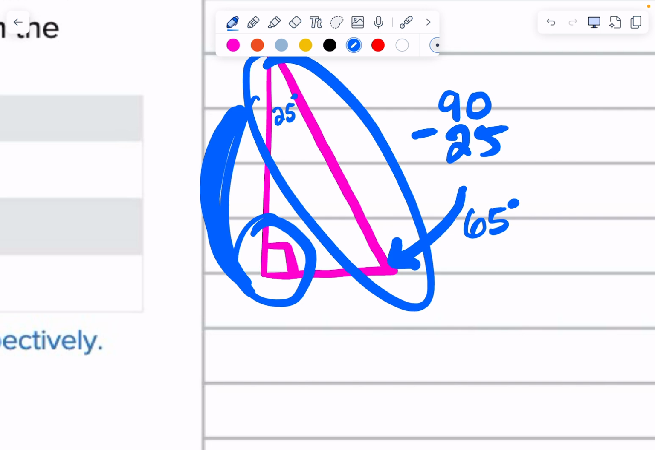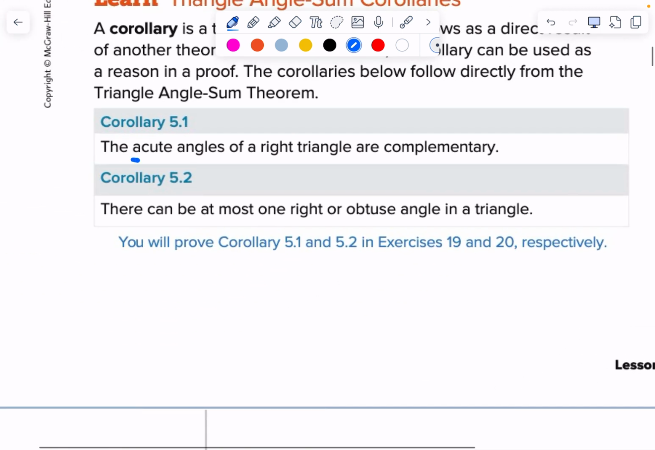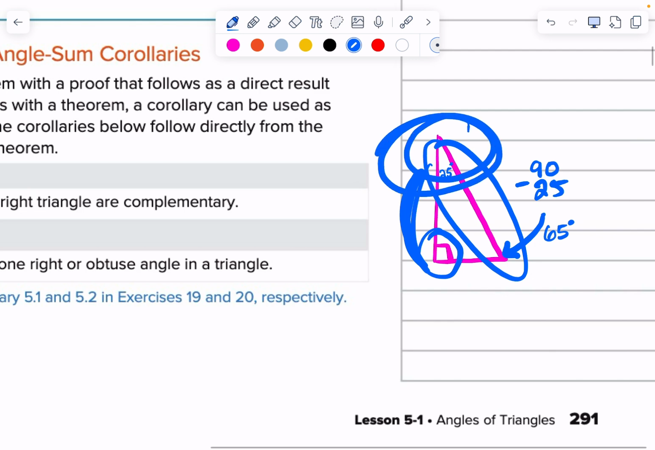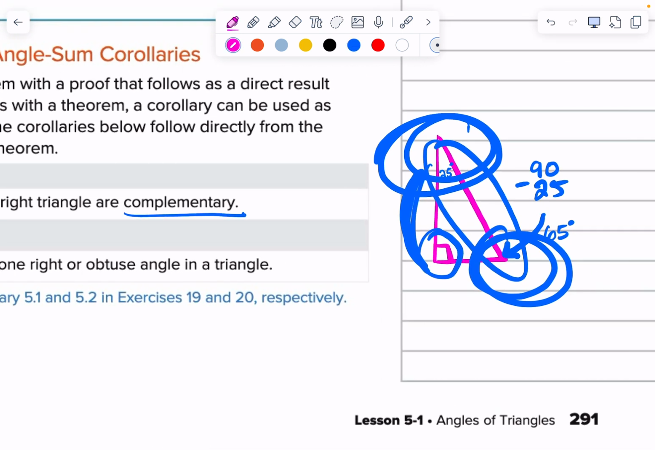So, yes, you'll get to the correct answer if you add them together and subtract from 180. But if this is 90, these other two are also 90. That's what it says right here when it says the acute angles, acute meaning this one and this one, of a right triangle are complementary. What's complementary mean? Equal 90. They add up to be 90. So the two smaller ones add up to be 90 if the third one's 90, right? Okay. So don't add them together and subtract from 180. Just subtract those two from 90 or figure out the other one, right?